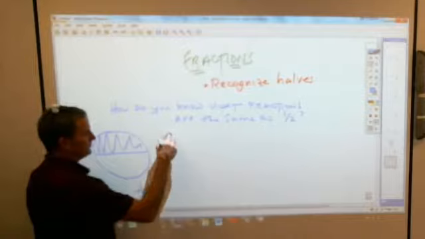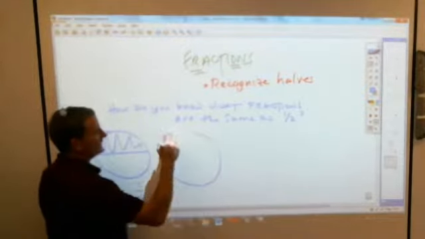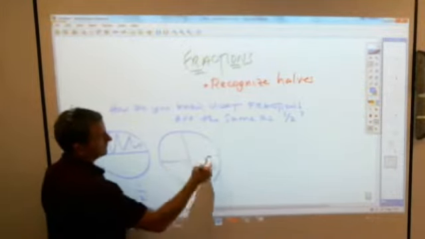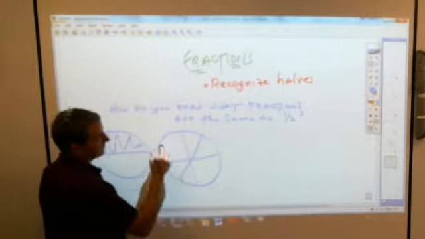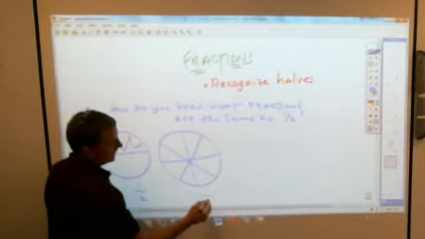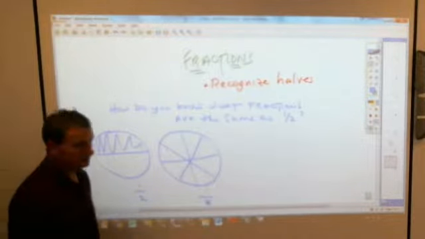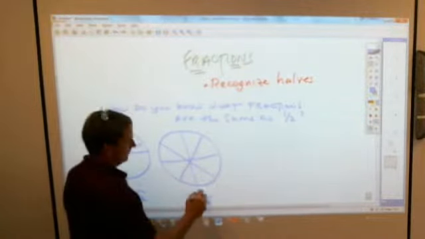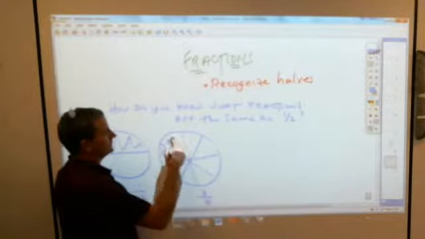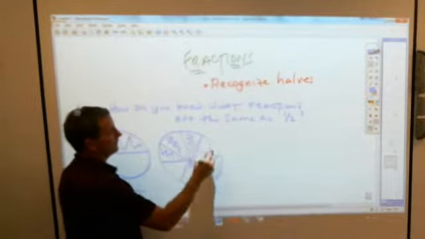A lot of times they will cut your pizza into 8 slices. And if you're going to eat half of that pizza, how many slices would it take for you to eat that pizza there? Trevor? 4. 4, because it would be 1, 2, 3, 4.